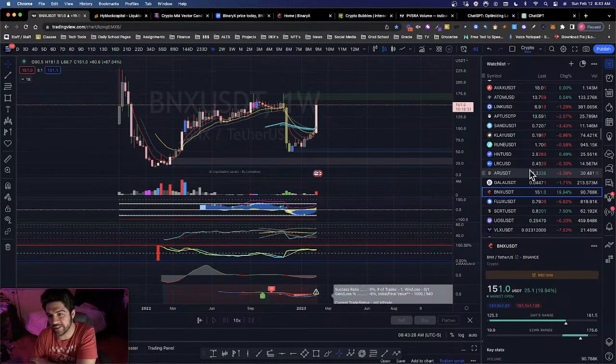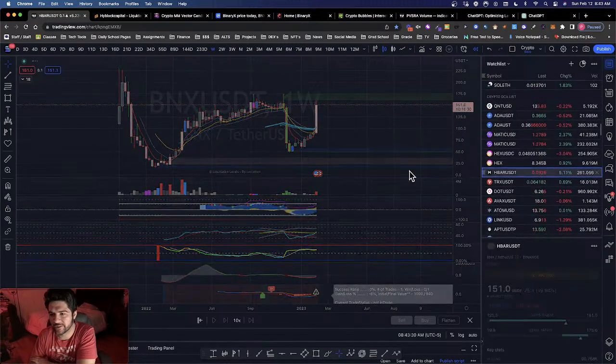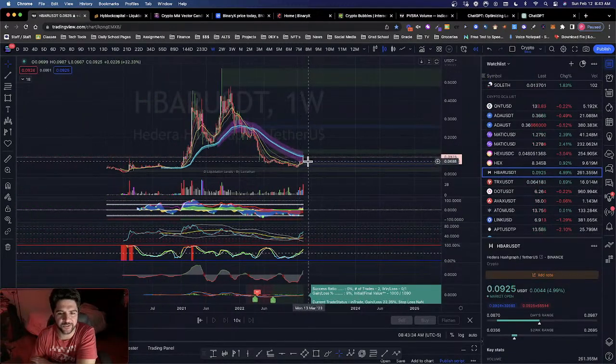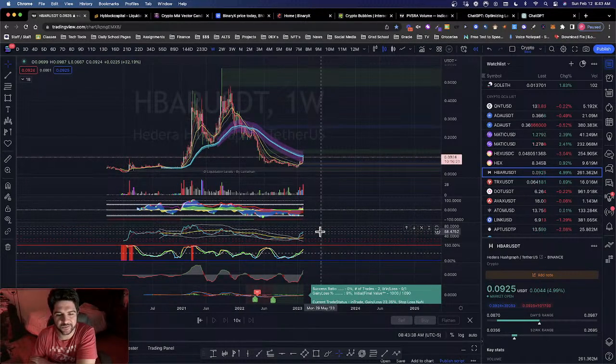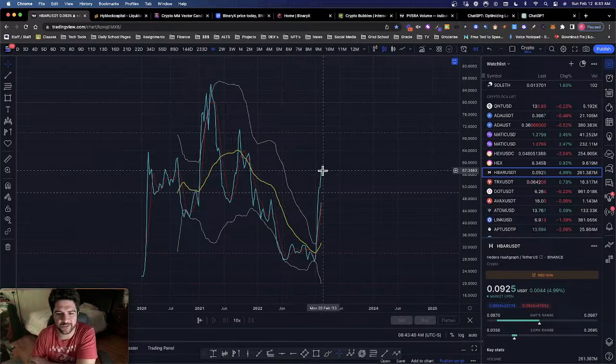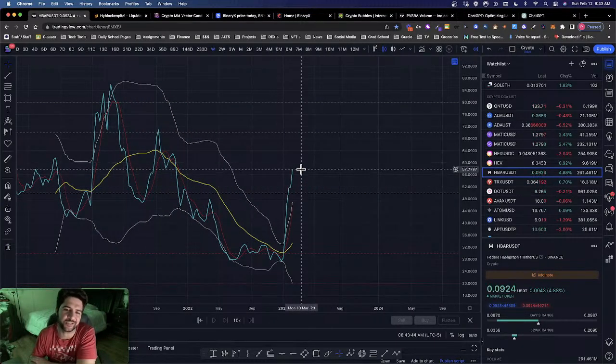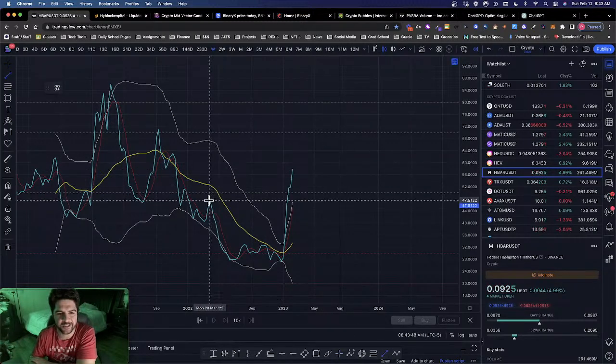H-bar actually, I'm a big fan of H-bar. I love it. They're pumping it. Save H-bar. H-bar looks kind of sexy. Although, look, that is a nasty RSI, man. Look at that.